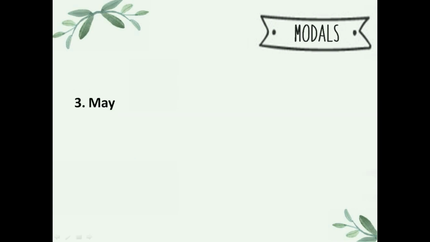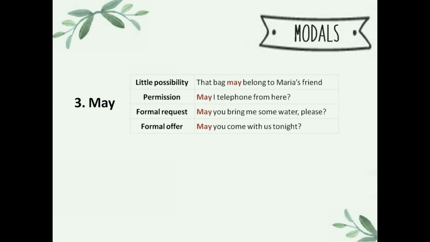Modal verb number 3 is may. So may is used in 3 contexts. The first one is to talk about possibility, but in this case, there is little possibility that something happens. That bag may belong to Maria's friend. That's a little possibility. Also, we use it when we want to ask for permission. Like in this question, may I telephone from here? You're asking for permission there.